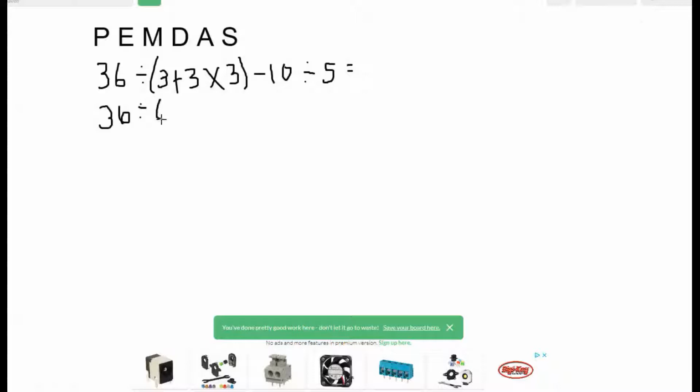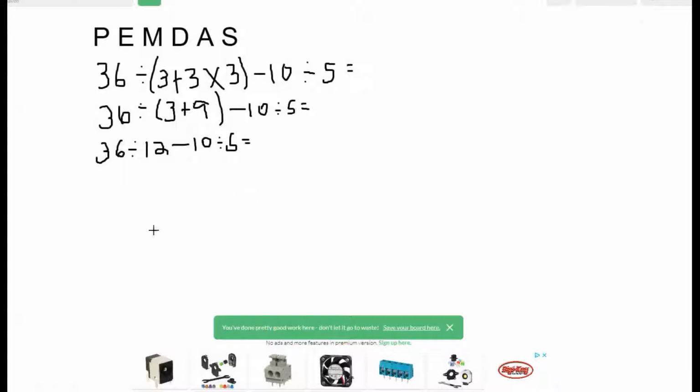36 divided by, all right, we're going to say 3 plus 3. Well, I'm not going to say 3 plus 3. We're going to say, because this is 9, because we have to multiply these. Minus 10 divided by 5. Okay, still have parentheses, and it just has one operation in it, so we're just going to do that. So now we have 36 divided by, what is this, 12, minus 10 divided by 5.